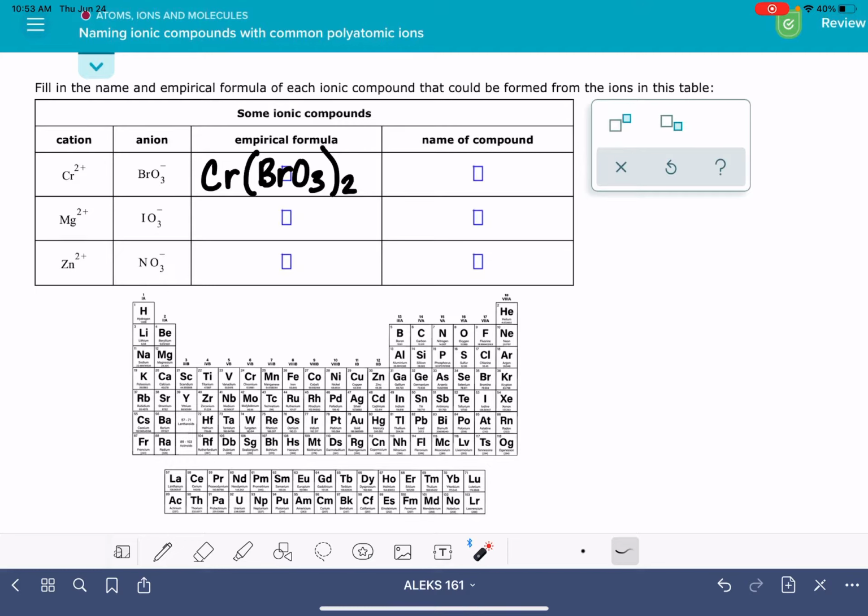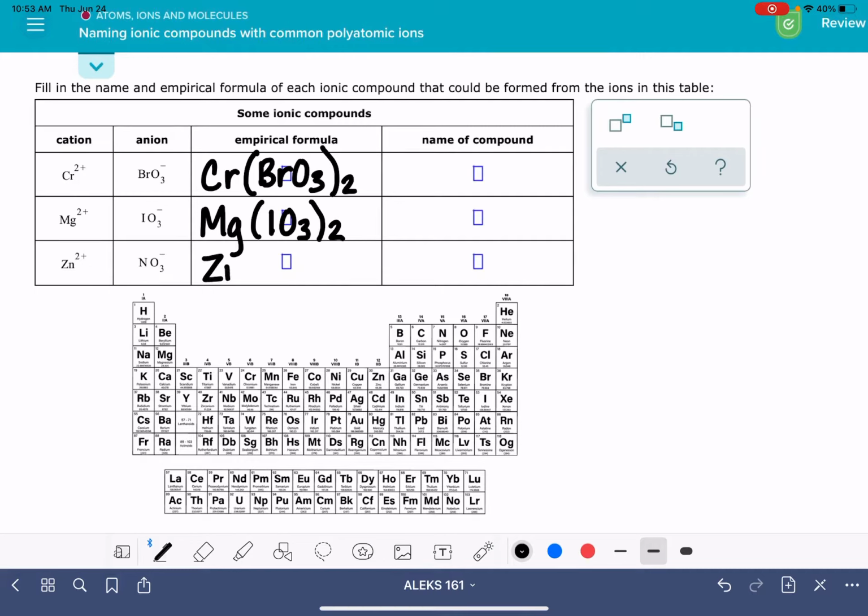Let's practice that again with our next one. We have a 2+ charge, so that means that we want 2 of the IO3- ions. The -1 charge here tells us that we only need 1 of the Mg ions. So this is Mg. We want to use parentheses, put that polyatomic ion inside the parentheses, and then the quantity on the outside. If you only needed 1 of a particular polyatomic ion, like if this only needed to be a 1, then the parentheses would not be necessary. You only need to use these parentheses when you need 2 or more of the polyatomic ion.